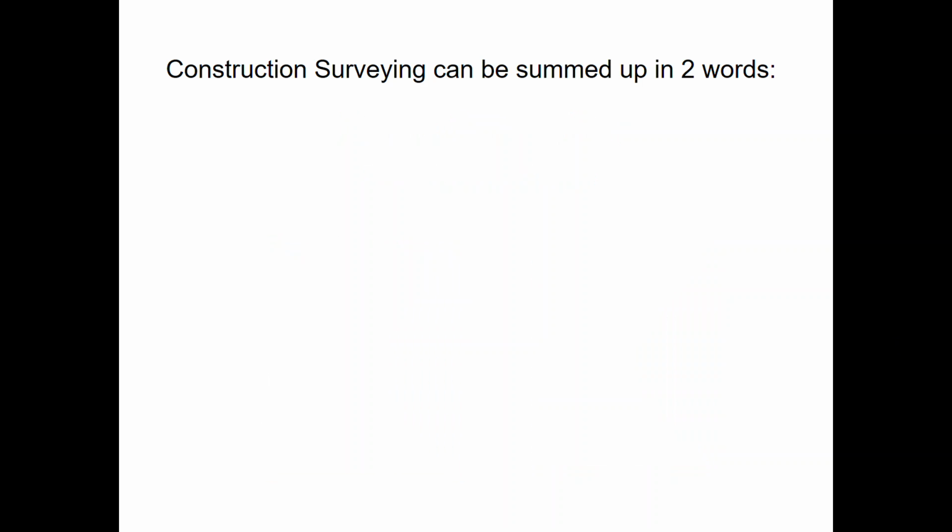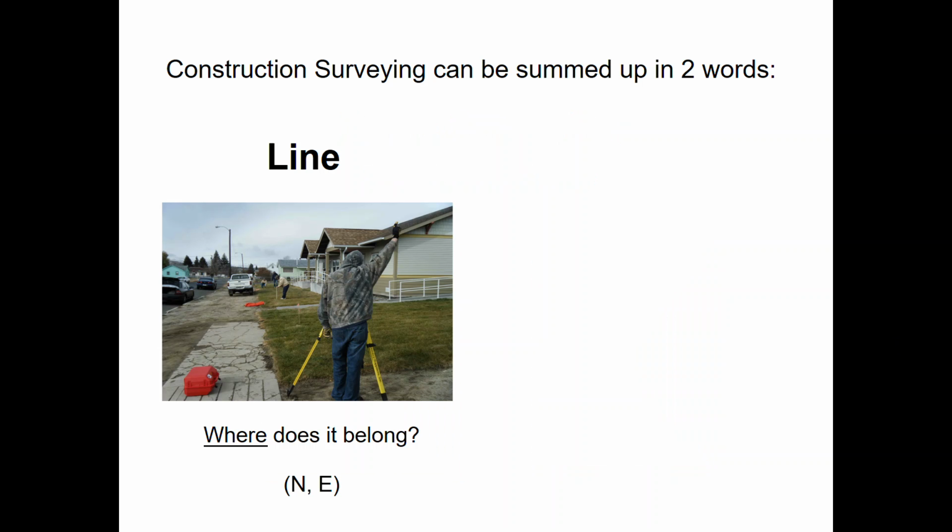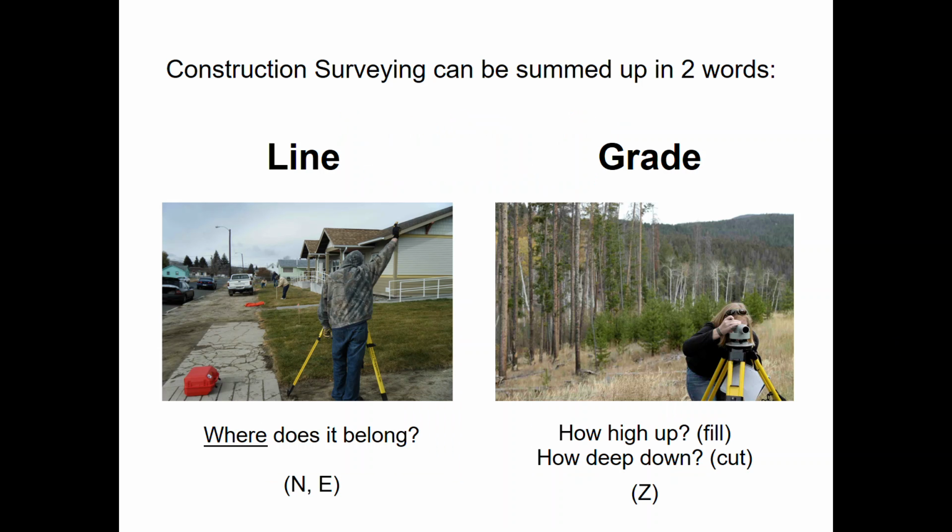So really, construction surveying can be summed up in two words. It's line and it's grade. Line is simply where does something belong, whether that feature you're working on is the edge of a sidewalk, like in this case we were replacing a brand new sidewalk, so we were establishing an offset line to use as a reference for the construction crew. And grade is simply how high up or how high down are you building something.